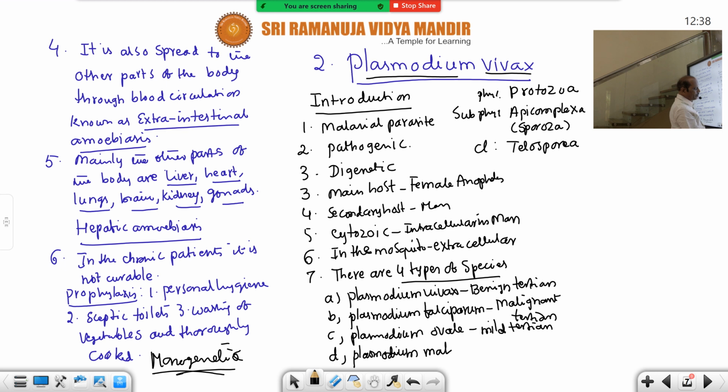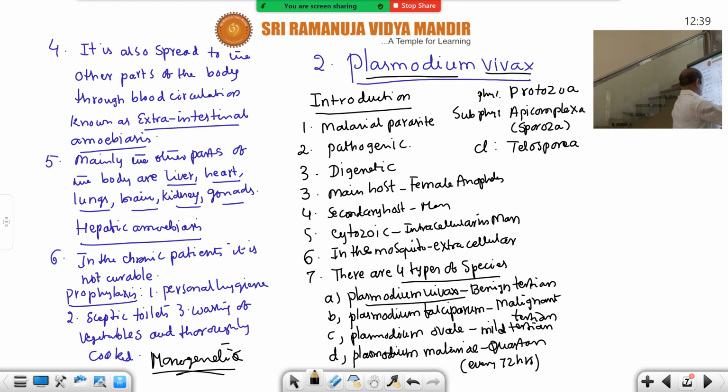Plasmodium malariae, the fourth species, causes quartan malaria. You should not say quartan tertian malaria. It is quartan malaria, because the fever recurs every fourth day, or every 72 hours. All the other three are every 48 hours. These are the four species of Plasmodium, but we are giving a detailed explanation on Plasmodium vivax only. That's why the heading is Plasmodium vivax.